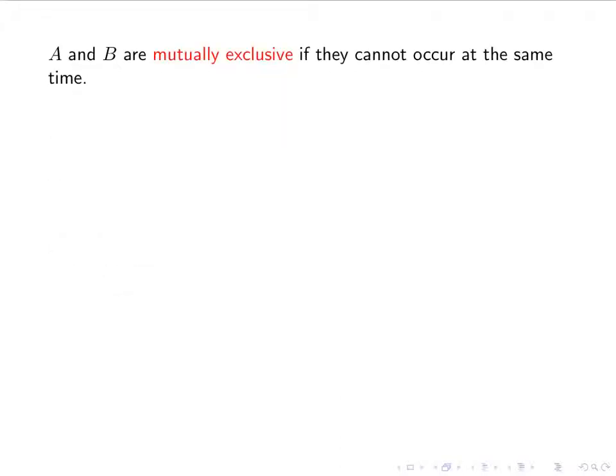Now let's look at what mutually exclusive means. What it means in words is that the two events cannot occur at the same time. Mathematically, this is equivalent to the probability of A and B equaling 0.